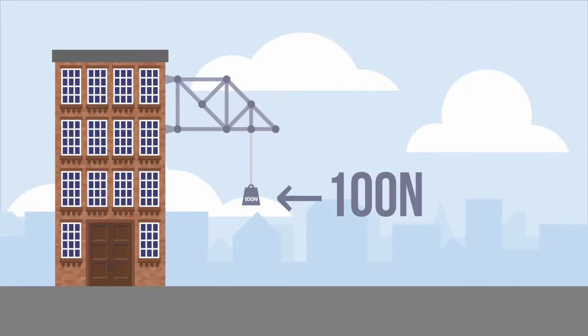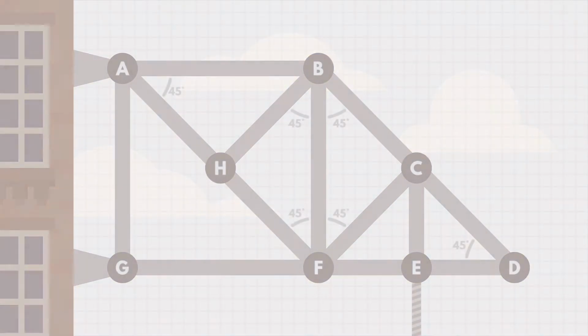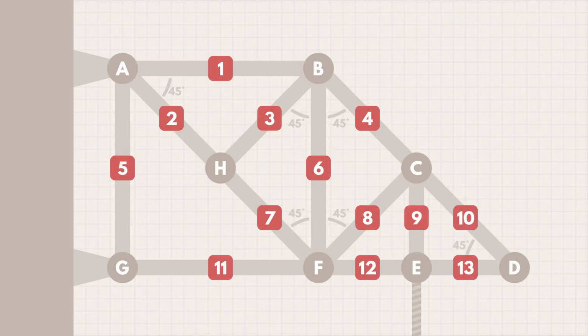We'll be analyzing this truss. Here is its free body diagram. The truss has 13 members and is attached to a rigid wall at these locations. There are two types of forces that act on the truss: external forces and reaction forces. The only external force acting on the truss comes from the weight hanging from joint E.